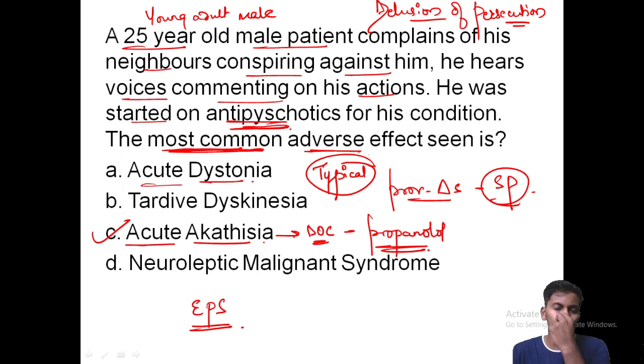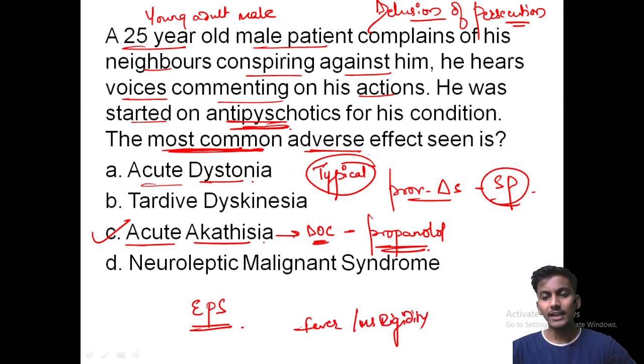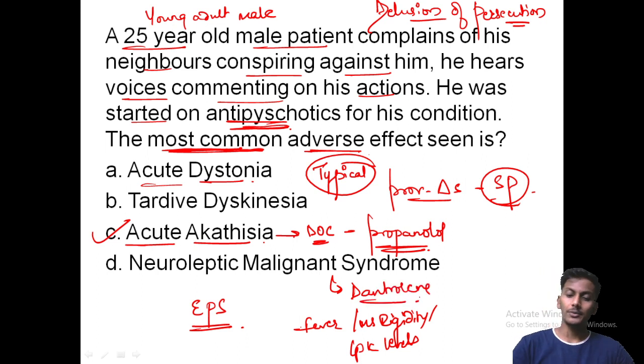Acute dystonia. When a specific muscle group undergoes sudden spasm. For which drugs like promethazine can be used. Tardive dyskinesia is a long-term abnormal movement which can be seen. And neuroleptic malignant syndrome has a triad of fever, muscle rigidity, and elevated CPK levels. And the drug of choice for neuroleptic malignant syndrome is usually what? Dantrolene. Remember, so important one.